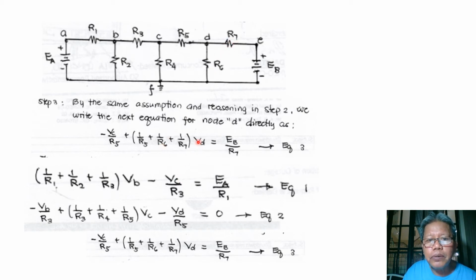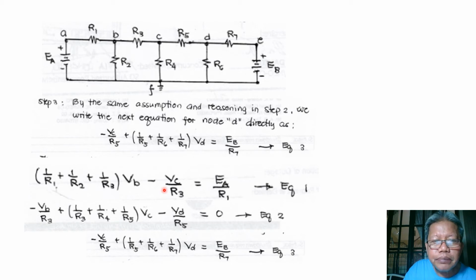And then due to the neighboring nodes, we subtract their voltages. So at the left of D, we have V_C over R5. And then at the right, now, we have V_E, which is actually the battery voltage here. So at the right, therefore, we write the voltage source divided by R7. So this is our equation 3. So these are our equations: equation 1, which is this, this is our equation 2, and here we have equation 3.